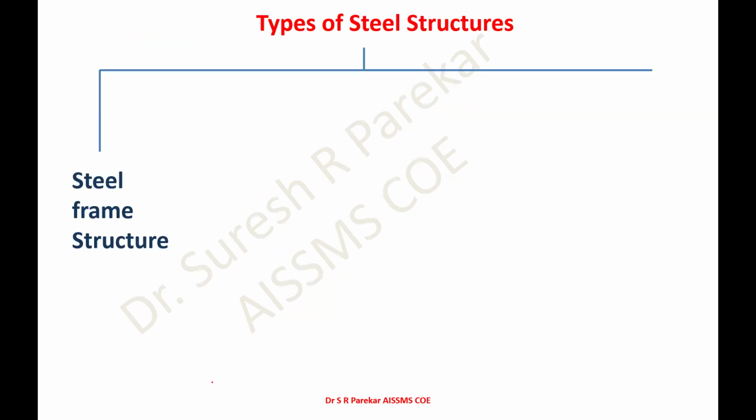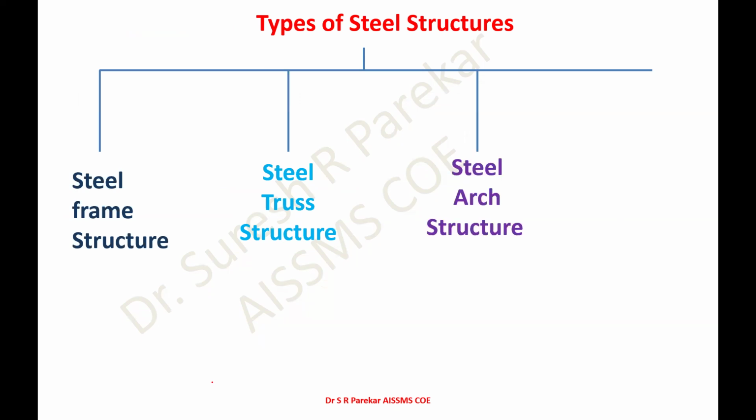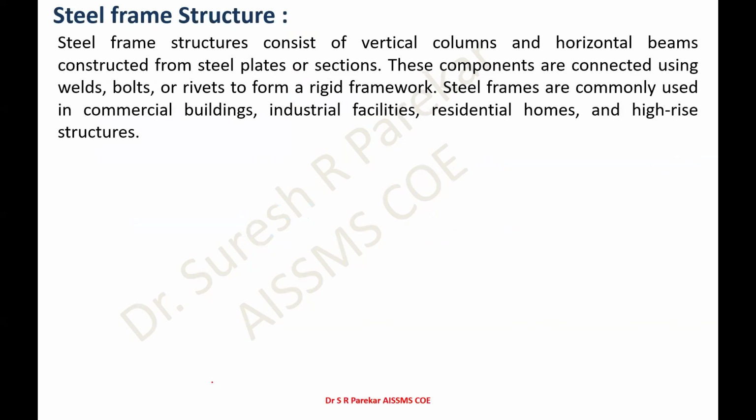Then types of steel structure. So we have steel frame structure, then steel truss structure, then steel arch structure, and steel cable and tension structures. Now, steel frame structure. In this we have, simply as in RCC structures, framed structures. We have columns and beams, and we are going to use them for this construction. And these we connect using welds, bolts, or rivets. Now rivets are rarely used. Mainly we use welds or bolts.